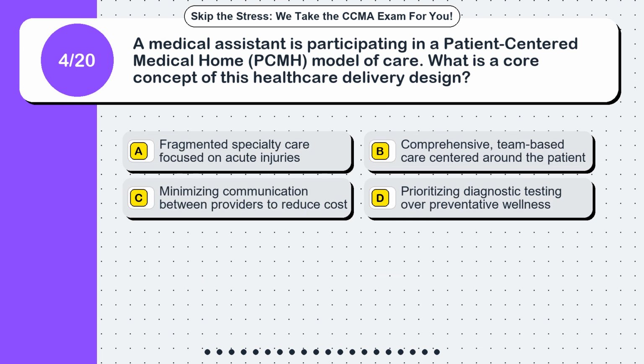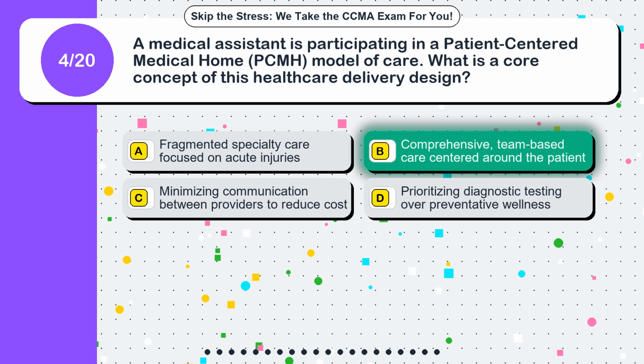Question 4. A medical assistant is participating in a patient-centered medical home, PCMH, model of care. What is a core concept of this healthcare delivery design? Option A, fragmented specialty care focused on acute injuries. Option B, comprehensive, team-based care centered around the patient. Option C, minimizing communication between providers to reduce cost. Option D, prioritizing diagnostic testing over preventative wellness. The correct answer is option B, comprehensive, team-based care centered around the patient.